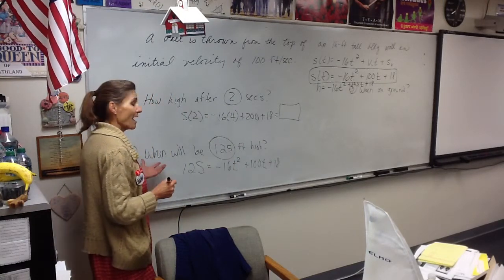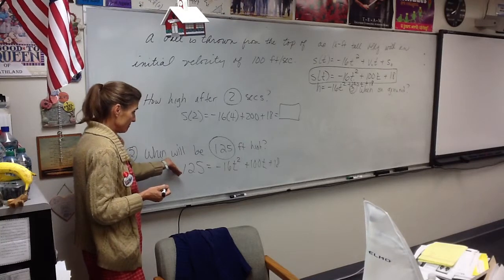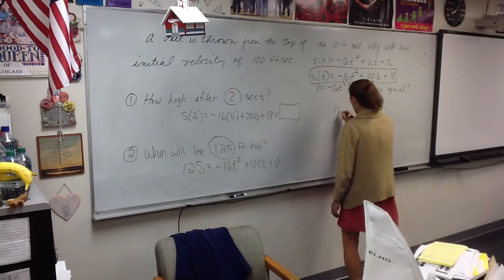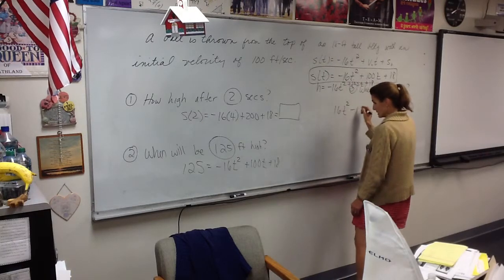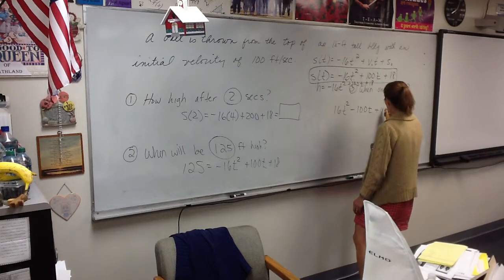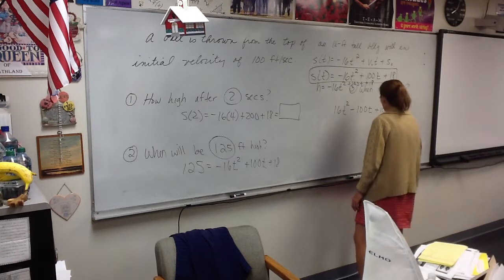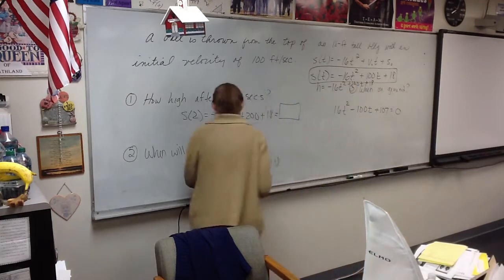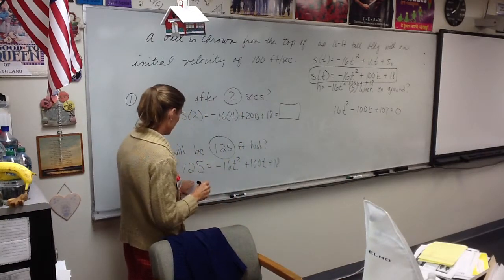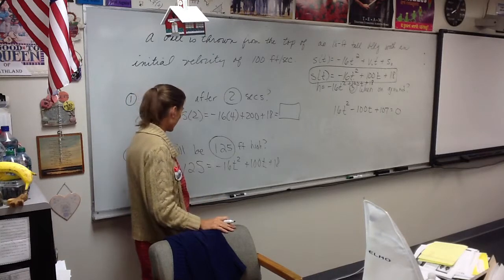Now, what am I going to do with that? What's that? Set it equal to 0. It's a quadratic equation. So I'm going to set it equal to 0. Double check that arithmetic. I think that's right. What do I do with that?